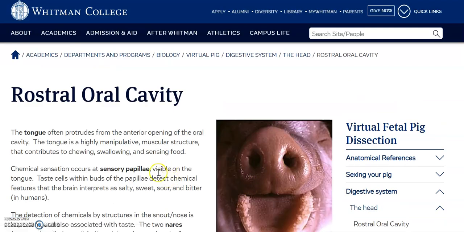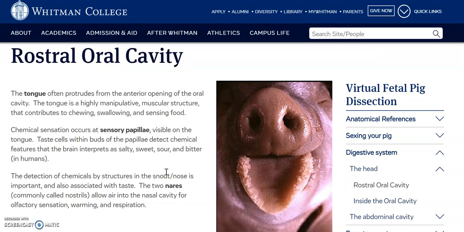So obviously we have our tongue. The tongue is the first part of our body that manipulates and moves around our food. That helps in chewing, swallowing, and just overall tasting of our food.